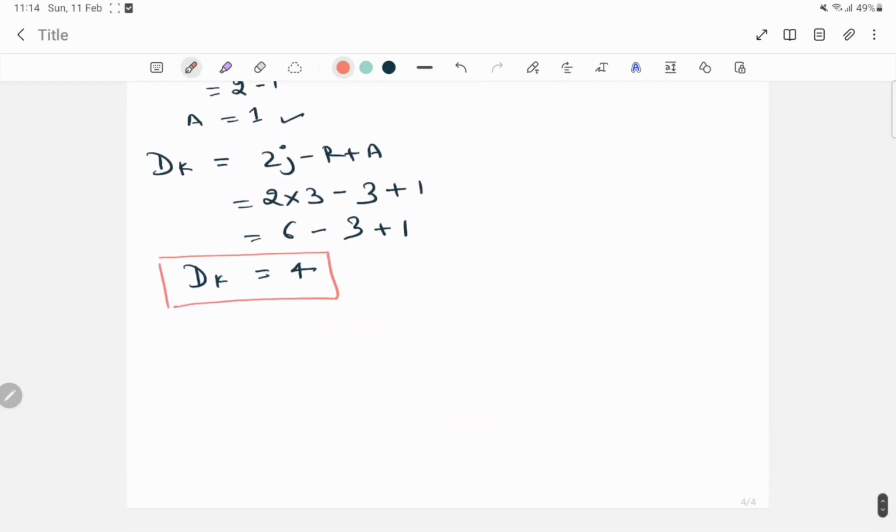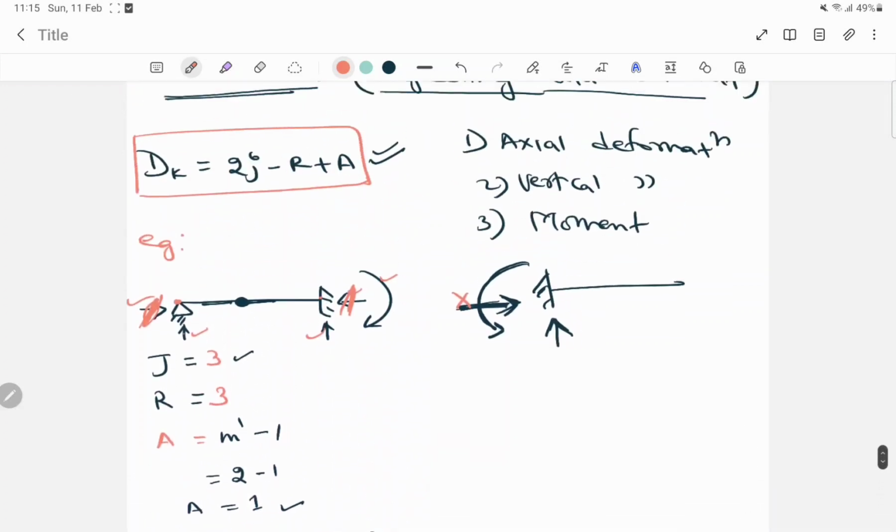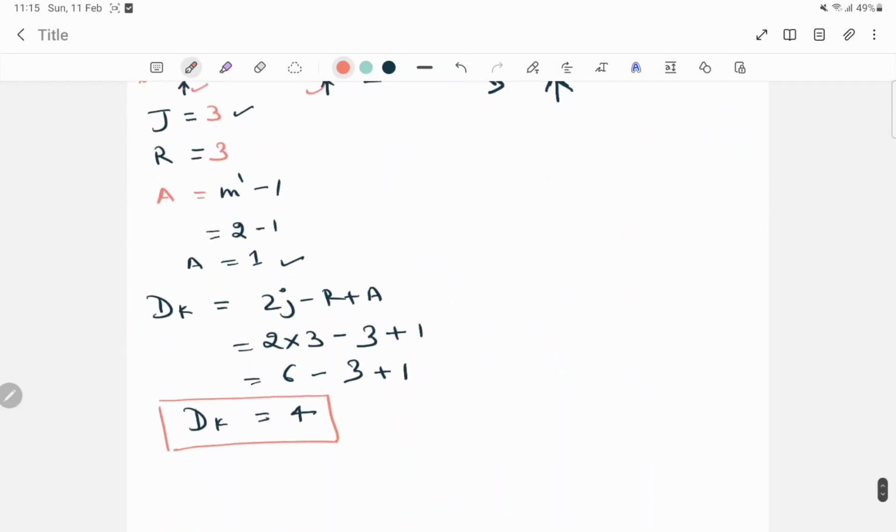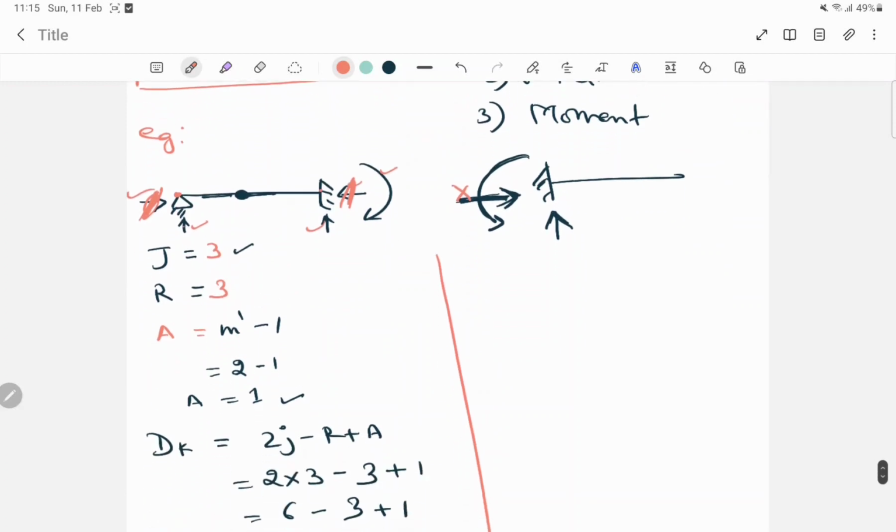And again, suppose we don't remember this formula, we have an alternative way of finding the answer. In my previous video also I have told you about this alternative method.